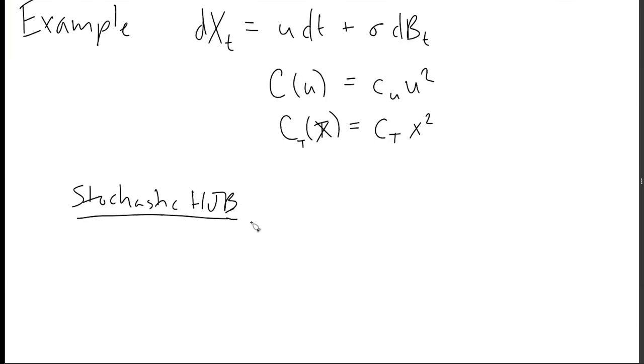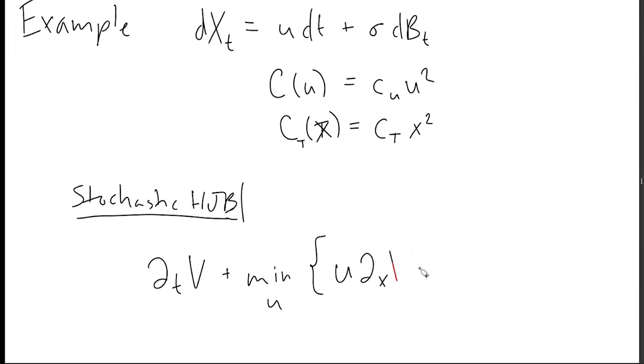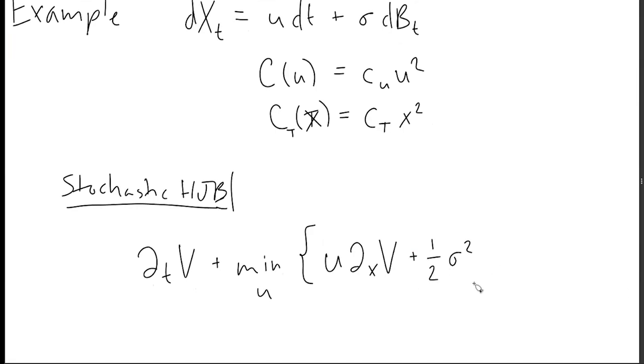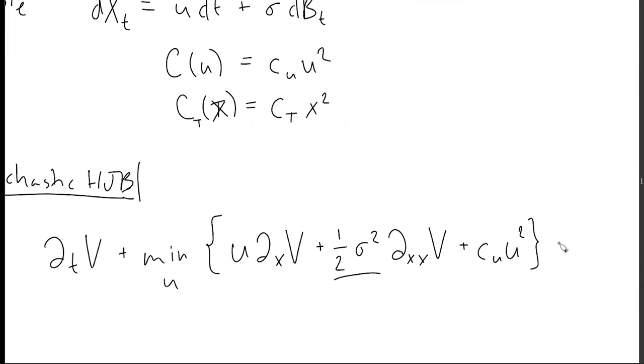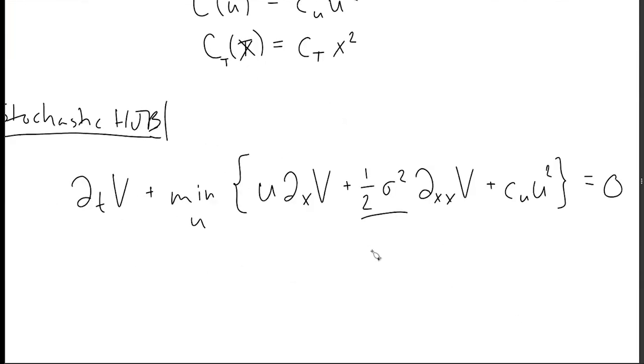But yeah, we're going to use our new infinitesimal generator. So we're going to have partial t v plus min over u of u partial x v plus 1/2 sigma squared, which is sometimes called a diffusion constant, times partial xx v, and then we have to include our control cost cu u squared. Before anyone corrects me, I will make sure to include that the right hand side is equal to 0, and also that v(x, T) is equal to CT x squared. So this is our PDE.